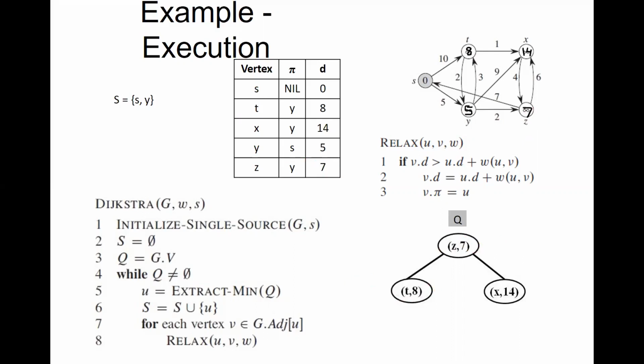Now after this, the next element to be removed from the priority queue will be z. So this z will be removed. Once you remove this, it will be replaced by the smallest, that is t comma 8. t comma 8 will come into this position, and z will be removed.